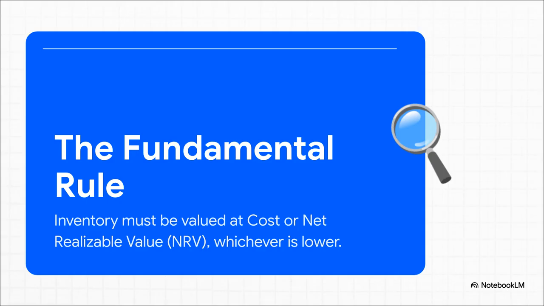So let's make that practical. Let's say an item costs you 100 rupees to make. You can probably sell it for 150, but maybe it costs you 10 rupees for shipping and handling. So your NRV is 140. In this case, your cost is 100, which is lower than 140, so you must value that item at 100 rupees. This principle, taking the lower of the two, is absolutely non-negotiable. It's exactly what your auditor is going to look for.